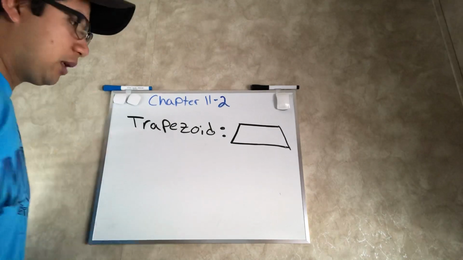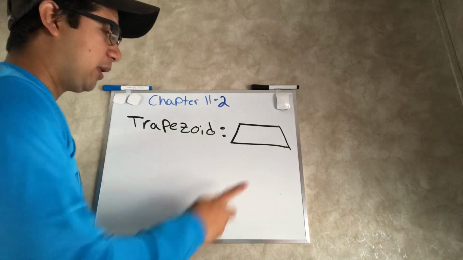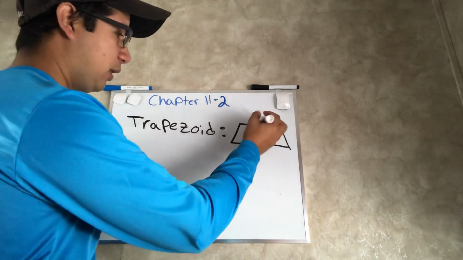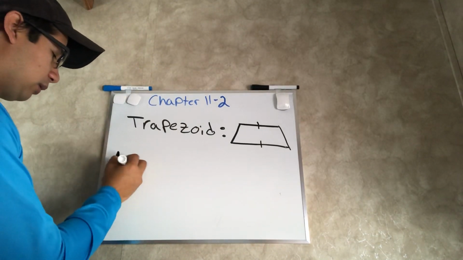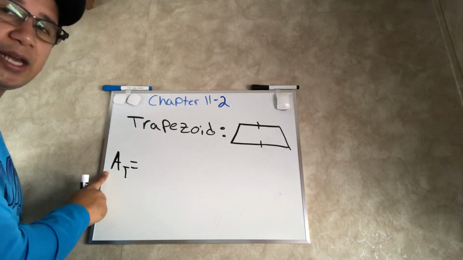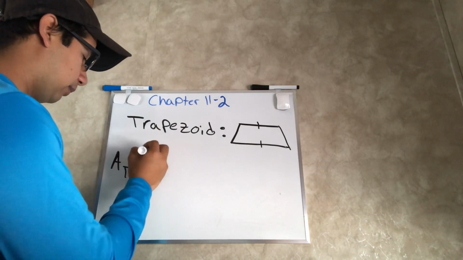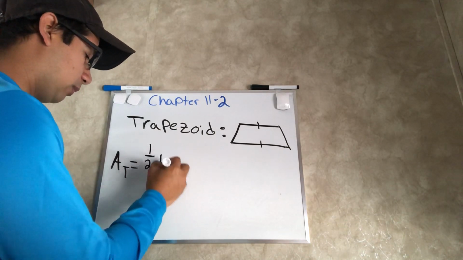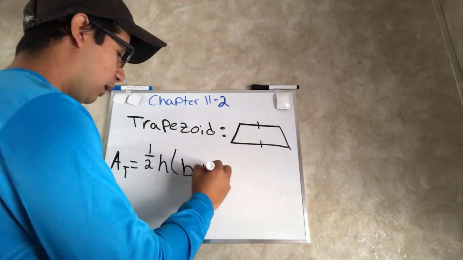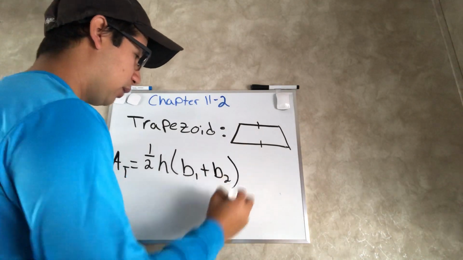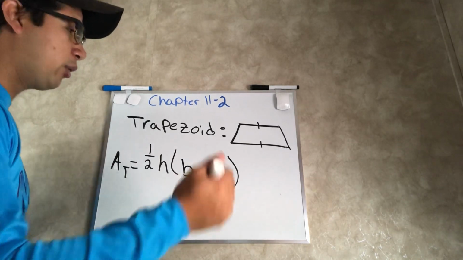Now notice that a trapezoid is a trapezoid because it has one pair of parallel sides, which would be these sides here. The area for that, AT, area of a trapezoid, is going to be 1/2 times your height times your base 1 plus your base 2.